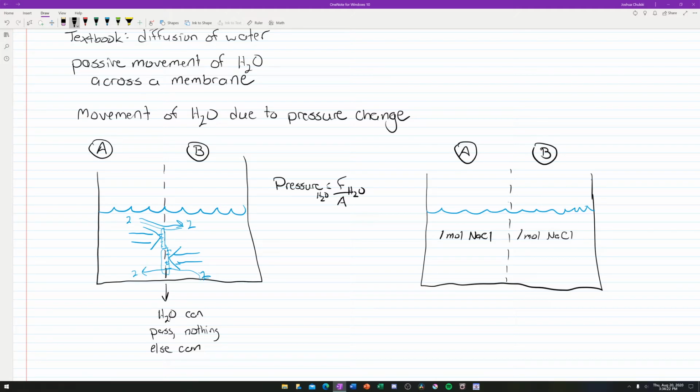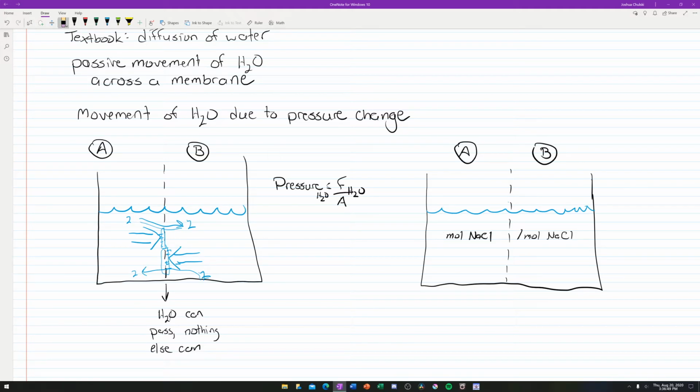Does it change the pressures? Yes. Both A pressure will decrease and B pressure will decrease. But since I put the same amount in both of them, there's going to be no change in volume. Okay? So if I have equal concentrations on both sides, osmosis is not going to occur. There's going to be no movement. There's going to be no net movement.